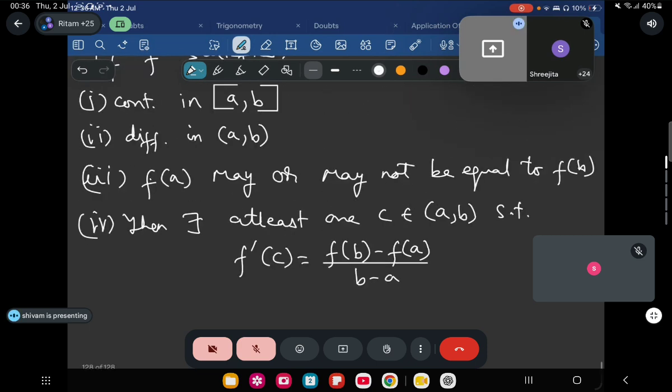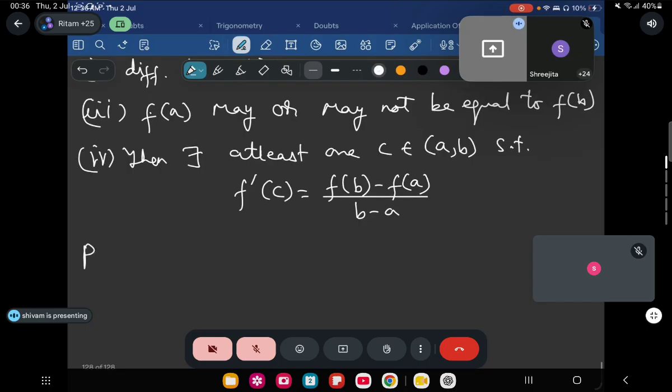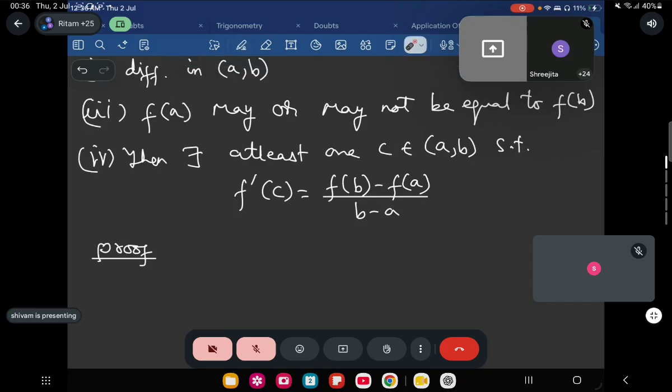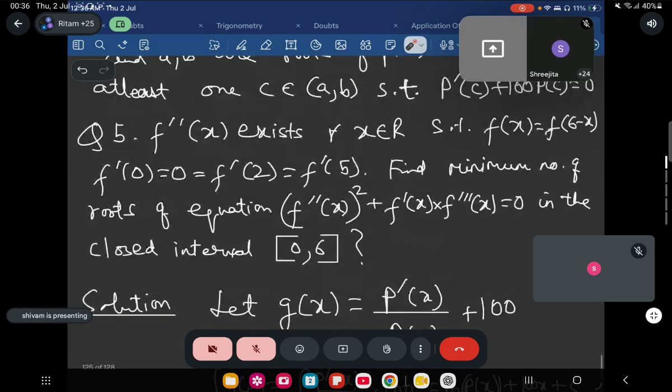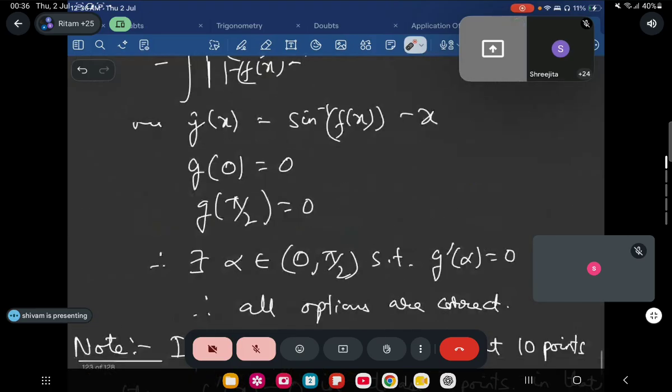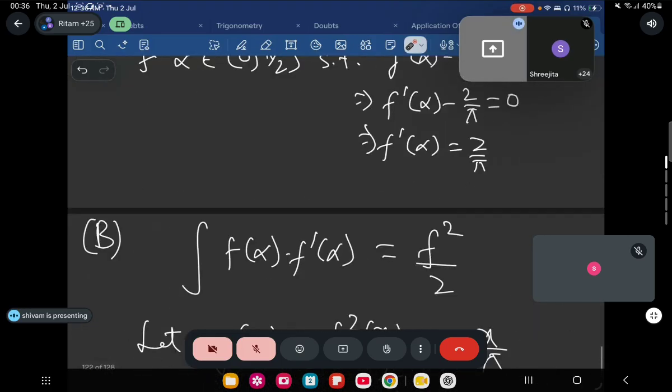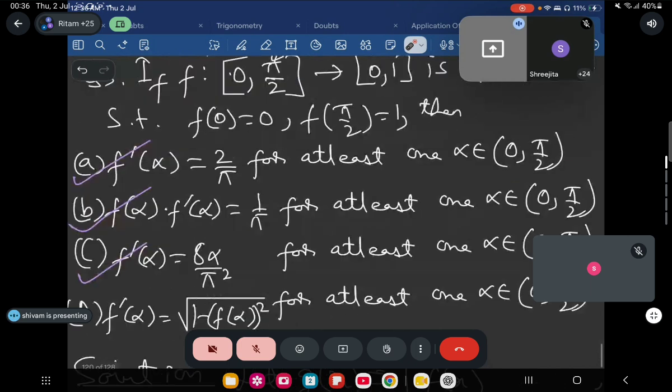First of all, let us prove it algebraically. Then I'm going to prove it geometrically. Pay attention. So everyone, over here I'm going to take the help of Rolle's theorem. Do you remember that problem? Today we did one problem like this where all the options were correct.